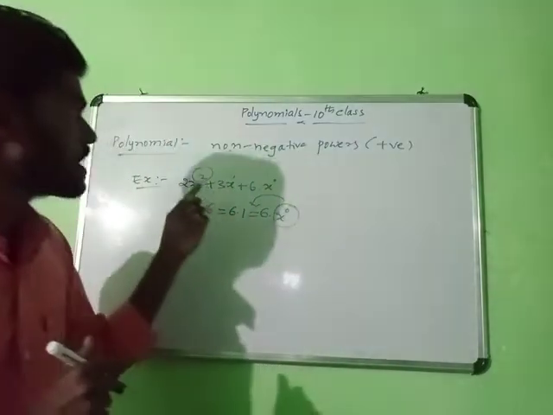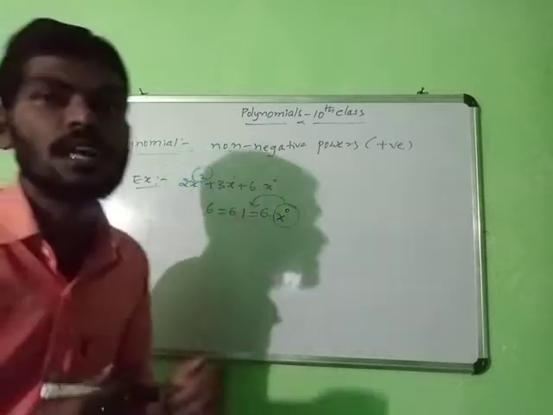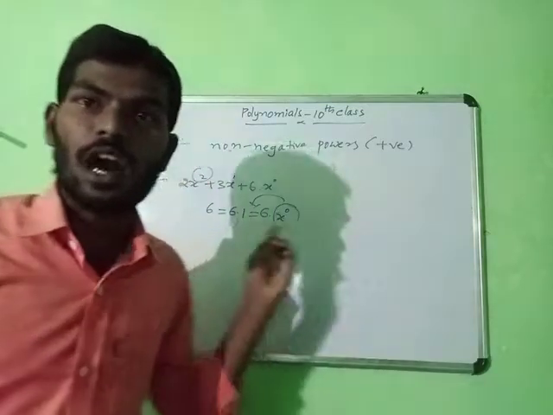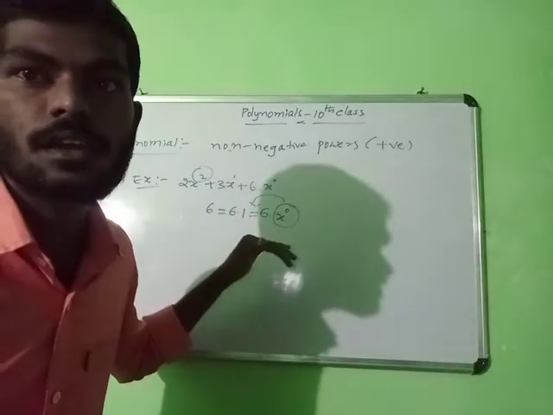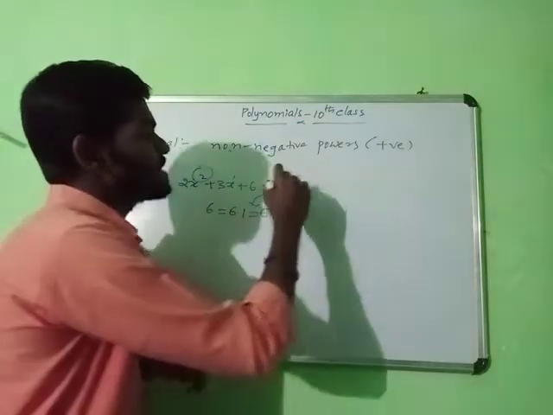Now here 2 is positive, 1 is positive, 0 is neither positive nor negative. So all are non-negative. So this is a polynomial.